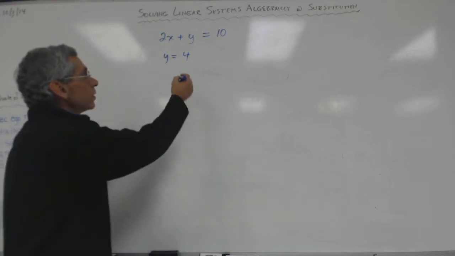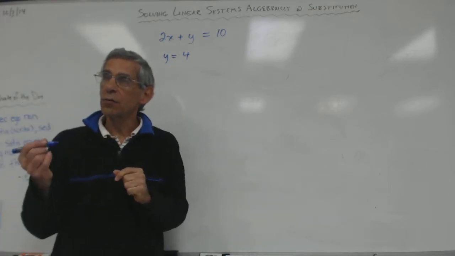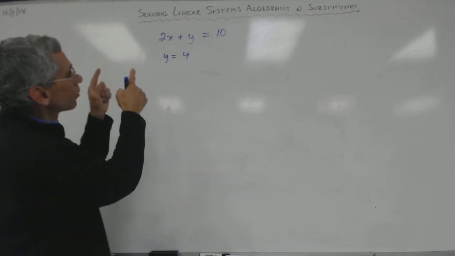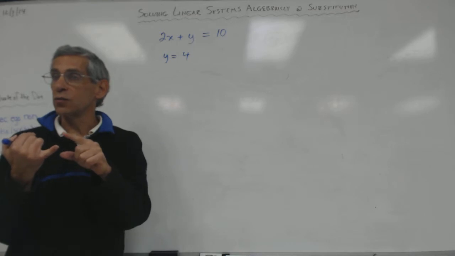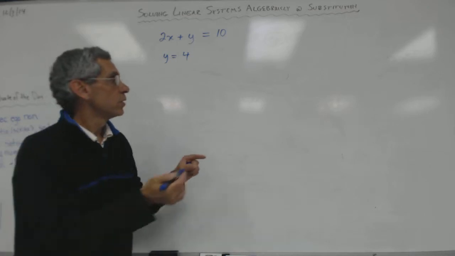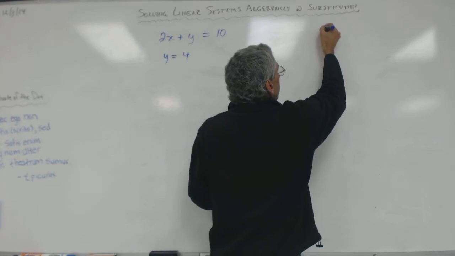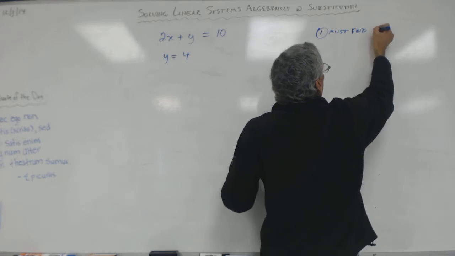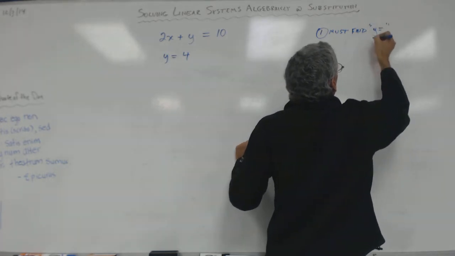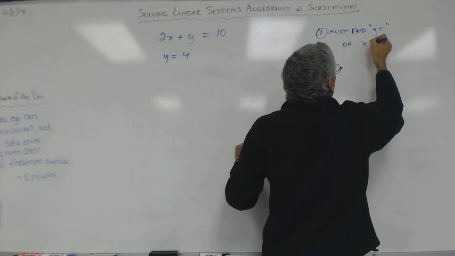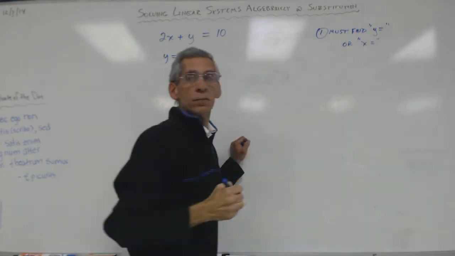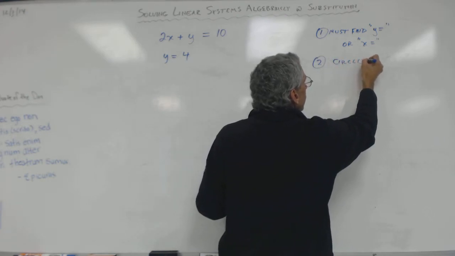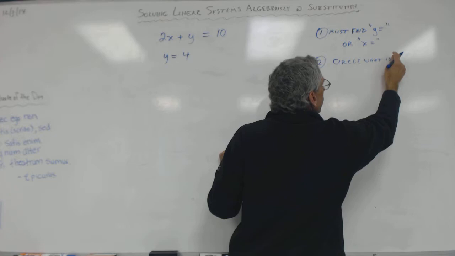Guys, listen. This is what I'm going to suggest you do. And a lot of people don't do this. I really suggest you do this. Basically, in order to solve these, you have to find an equation that says y equals or x equals. So number 1, you must find y equals or x equals, right? Number 2, circle what it equals.